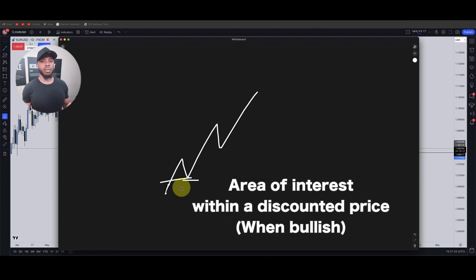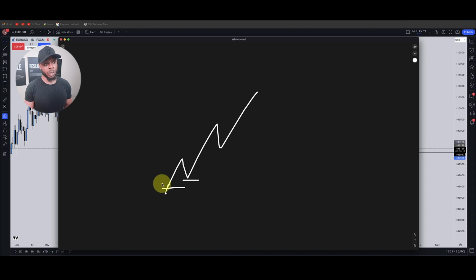I like to look for an area of interest within a discounted price. There could be an imbalance here that's not been traded to. There's uneven trading. And so what I would expect price to do is drop into that area of inefficiency and then take it long. And this area here is at a discounted price. That's what makes this a stronger area for a continuation.